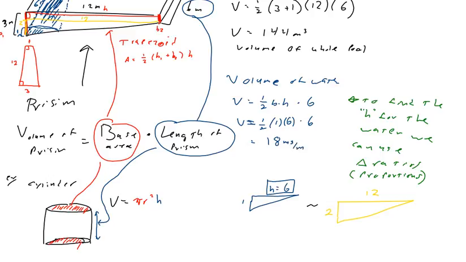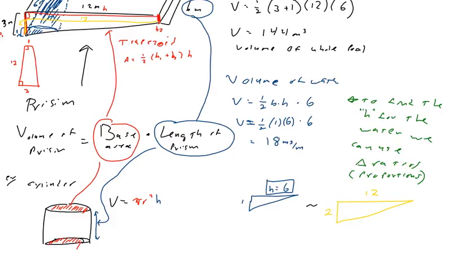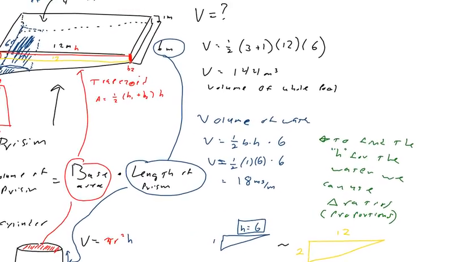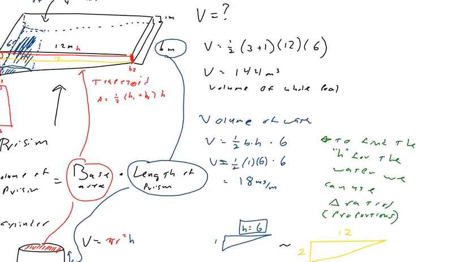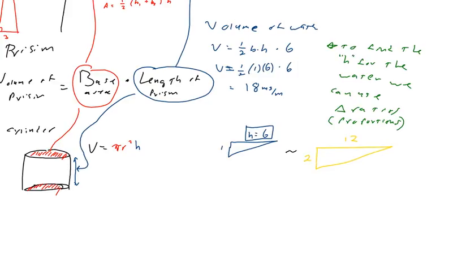So the volume of water is 18 cubic meters. The volume of the pool is 144 cubic meters. So the proportion, the percent filled, is 18 divided by 144. Let's do a calculator here. 18 divided by 144 is about 12.5%. 12.5% filled.